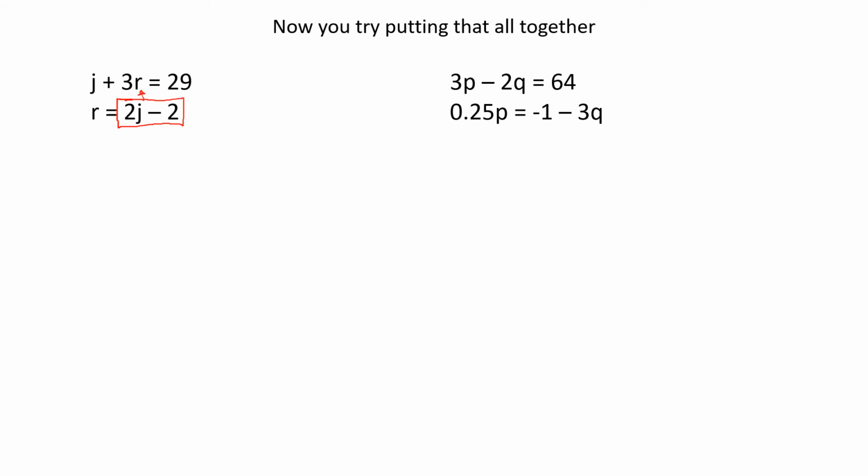Okay, so for this first one, I would probably want to take 2j minus 2 and substitute it in place of r in the top equation. You could rearrange the top one to j equals something and substitute it into the bottom equation, but that's more steps, and I am very much against doing more steps for the sake of it. So let's substitute that in.